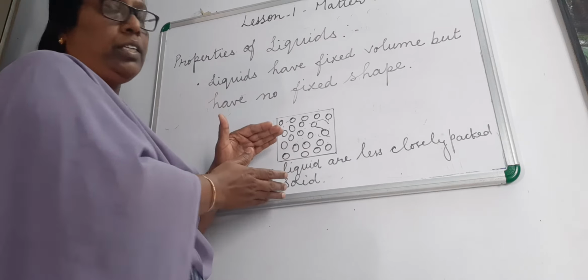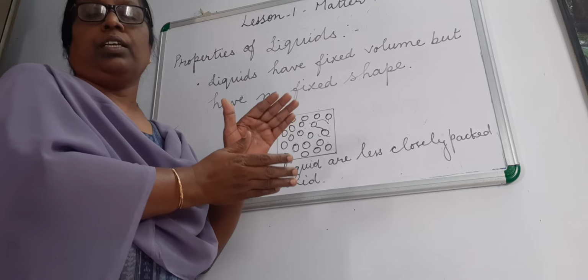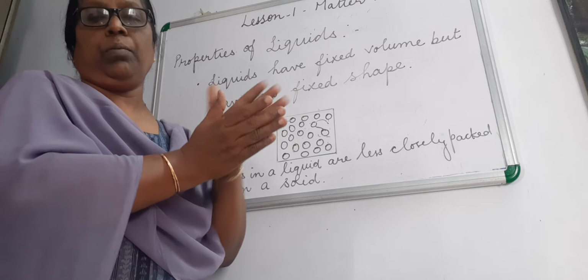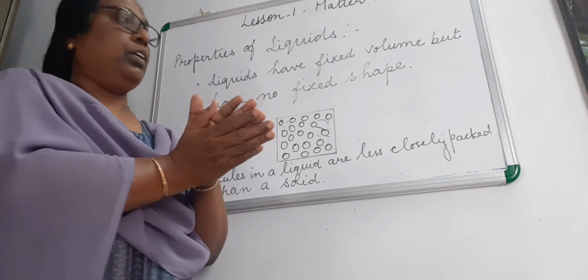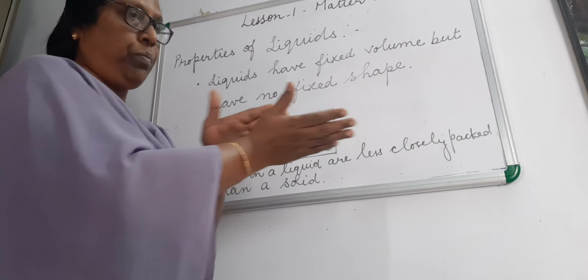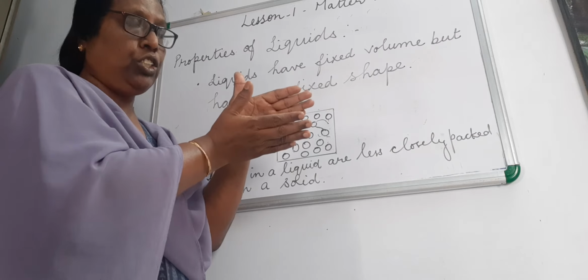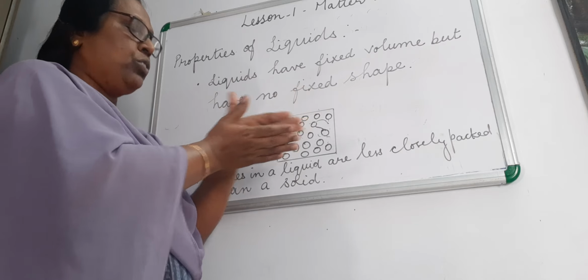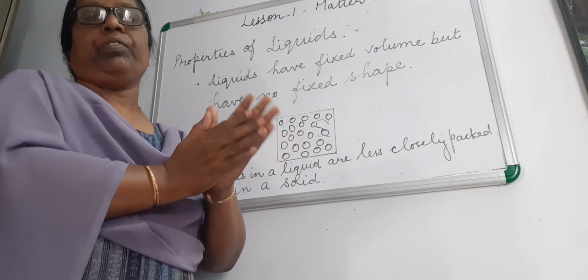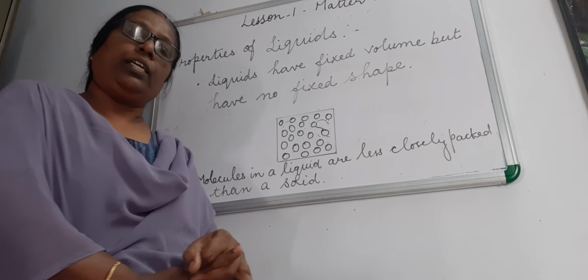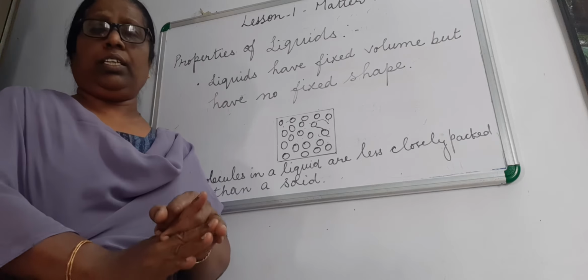Unlike solids, liquids can be easily compressed. It does not have any rigid shape. It moves from its place, so it does not have a rigid, fixed shape. So it changes its shape. The next property is on heating.